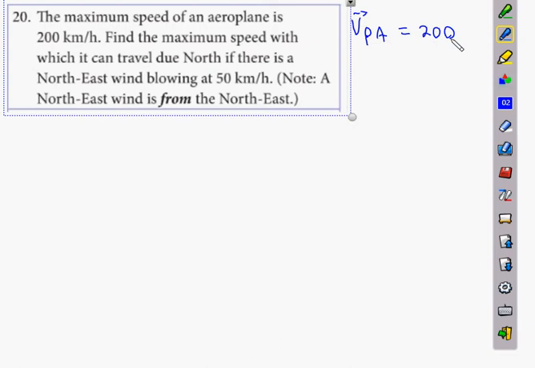Find the maximum speed at which it can travel due north if there's a northeast wind blowing at 50 kilometers per hour. Now, what we can do here is, you want to travel north, so you want to travel straight upwards, like so. And you have a northeast wind blowing behind you, so the wind is sort of adding to your speed.